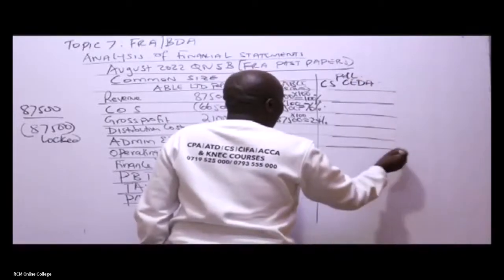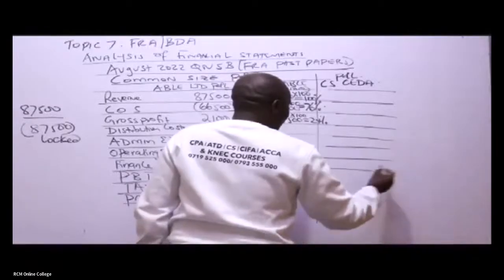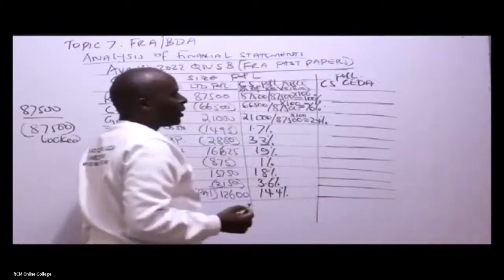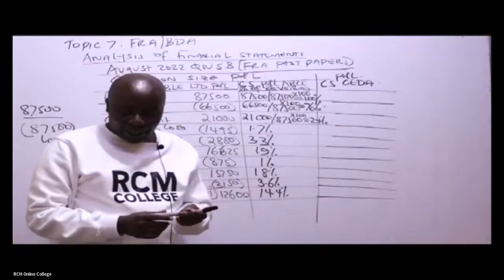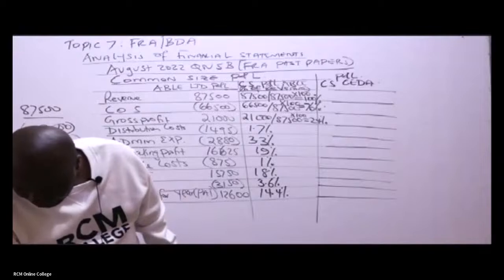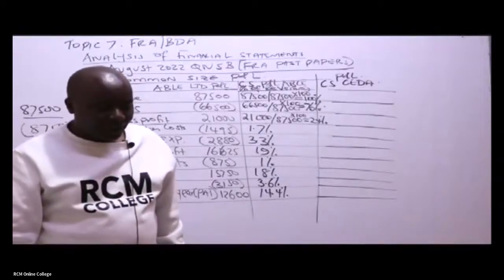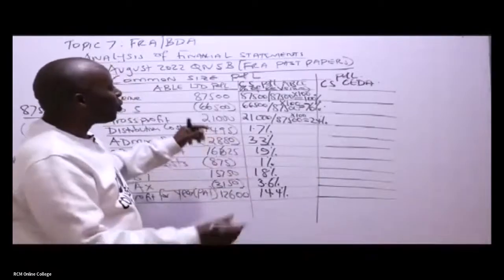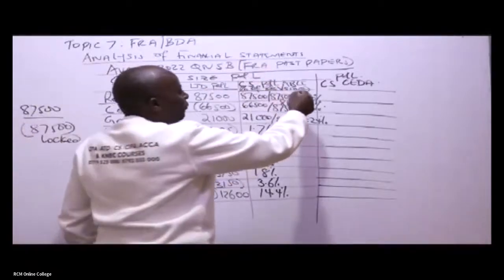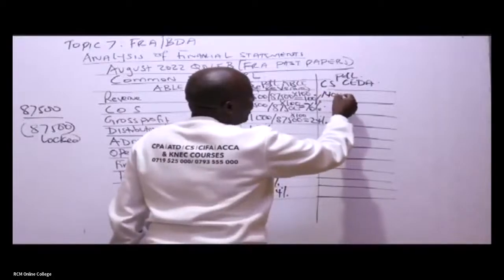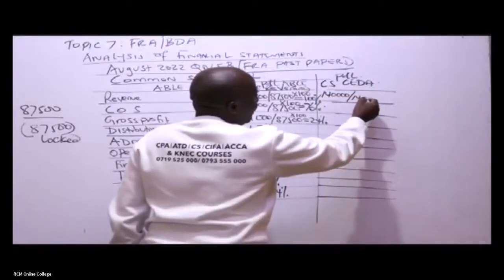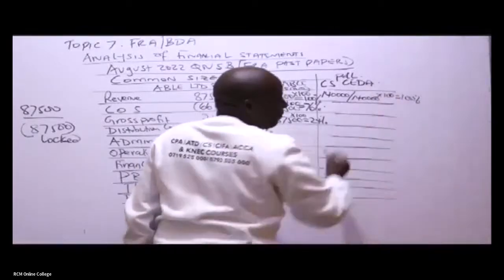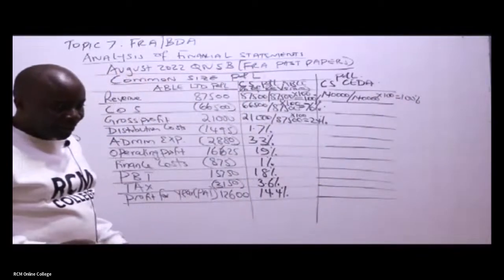Is there somebody who is able to see the baseline for CEDA? What is the baseline for CEDA? The baseline for CEDA, ladies and gentlemen, is the revenue given there for CEDA, 140,000. Thank you so much, Irene. So for this one, of course, you start with 100%. So for the first one, it will be 140,000 divided by 140,000 times 100, which will be 100%.